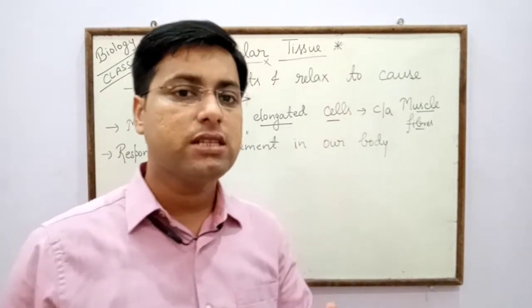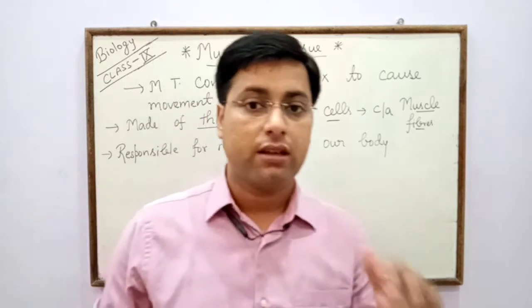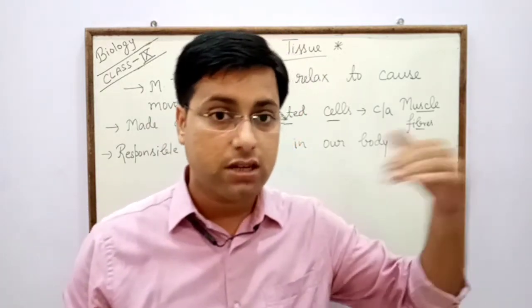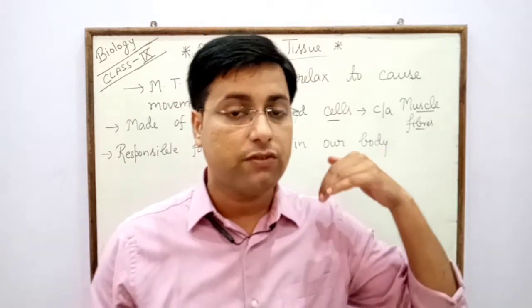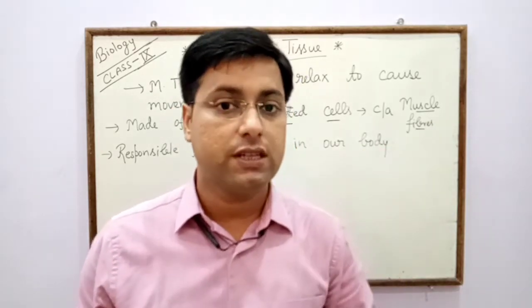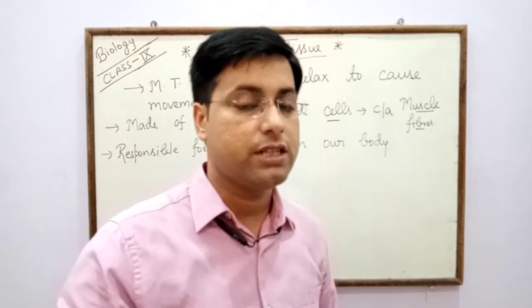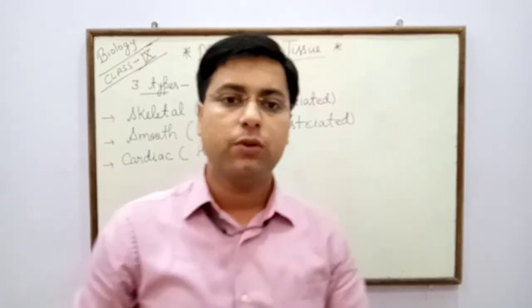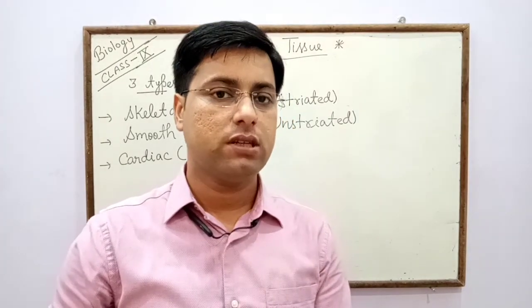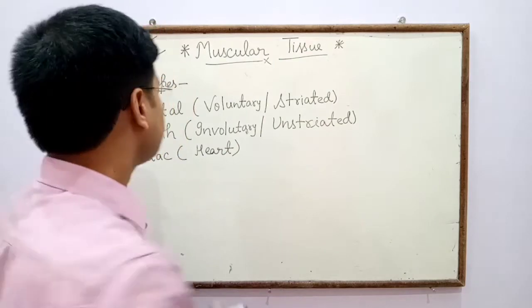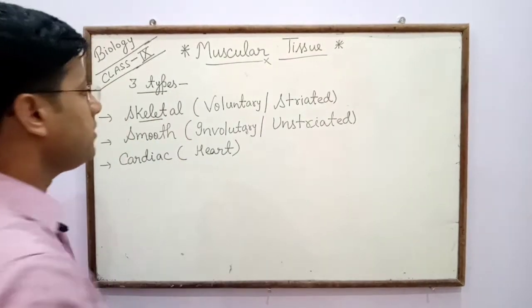So on the basis of function, structure and location, means on the basis of structure, on the basis of location and function, there are three types of muscular tissue. On the basis of location, structure and function, there are three types of muscular tissues, that is skeletal muscle.